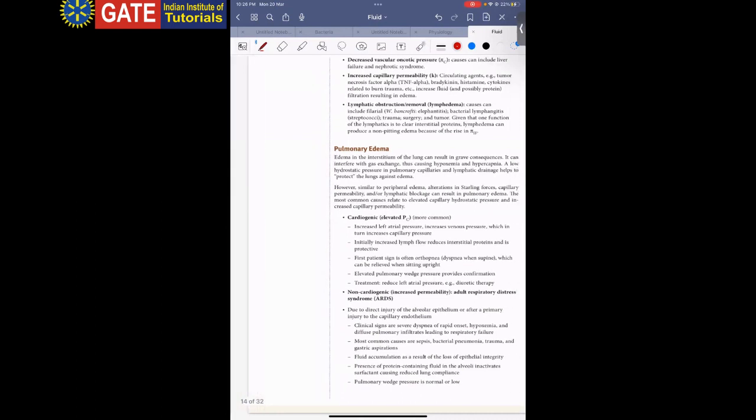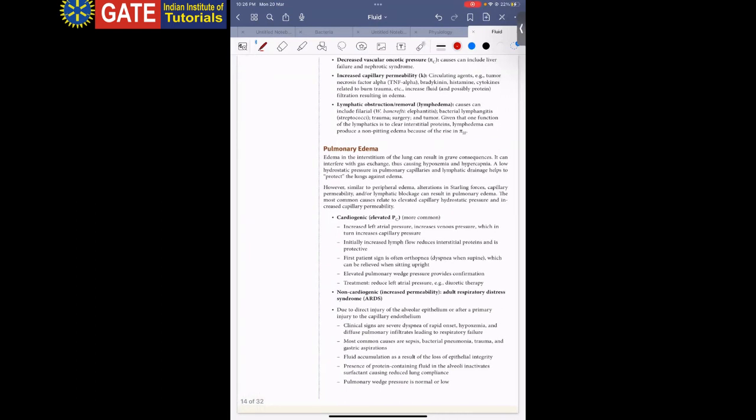Now let's talk about the other factors. If there is a decreased vascular oncotic pressure, which is responsible for the absorption, and it is decreased, it means again there is more filtration. So decreased vascular oncotic pressure occurs like in liver failure, where you cannot synthesize the proteins. In nephrotic syndrome, there is more loss of the proteins in the urine. So all of them cause decreased plasma proteins, so there will be decreased oncotic pressure of the plasma or the vascular. That will also cause the net filtration.